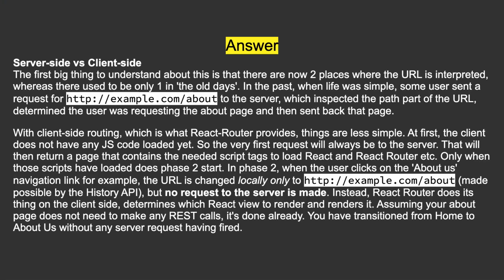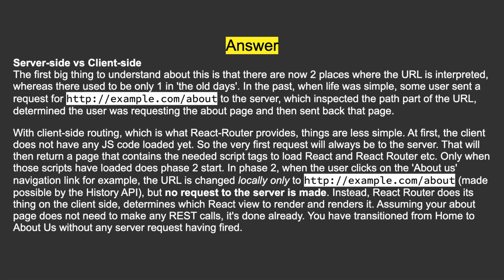Server side versus client side. The first big thing to understand about this is that there are now two places where the URL is interpreted, whereas there used to be only one in the old days. In the past, when life was simple, some user sent a request for http://example.com/about to the server, which inspected the path part of the URL, determined the user was requesting the about page and then sent back that page.